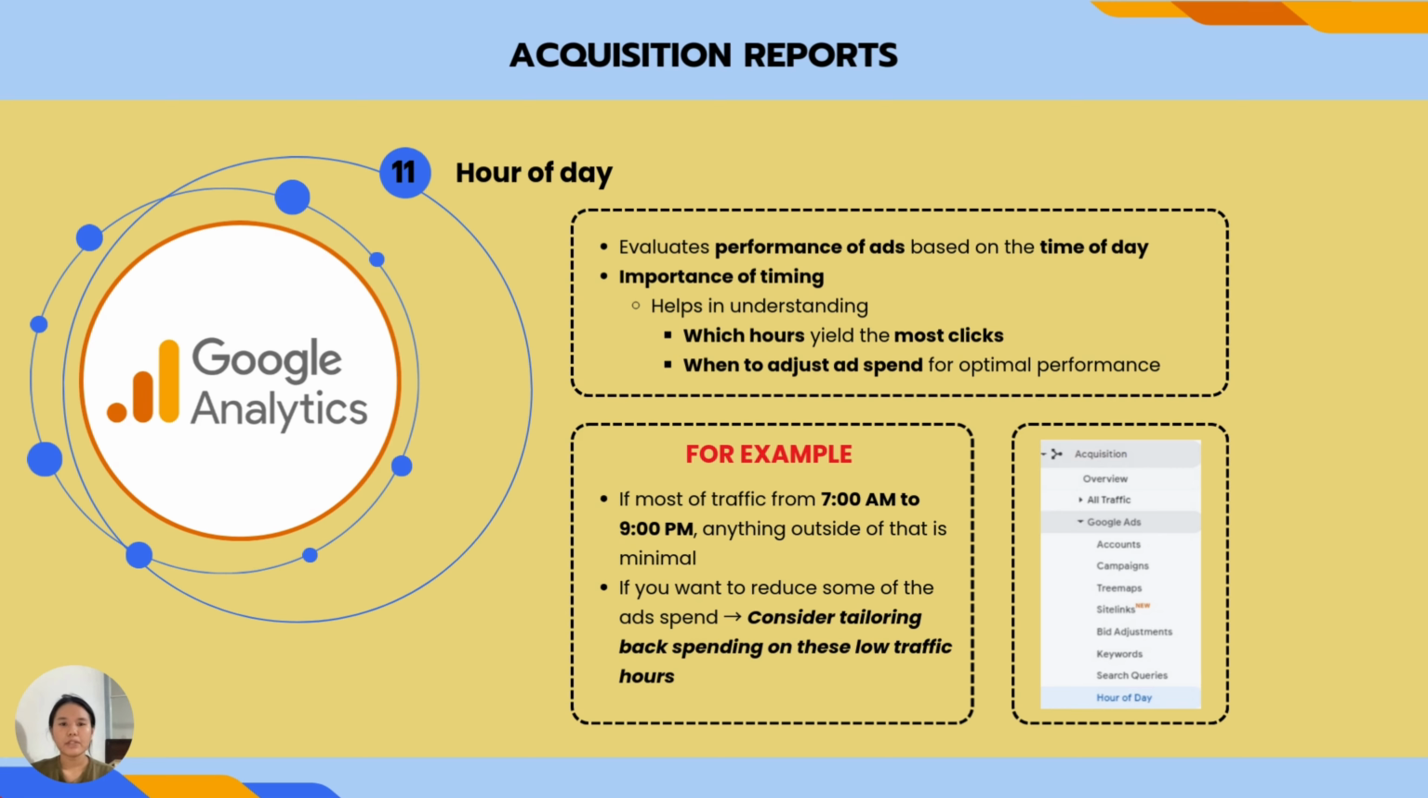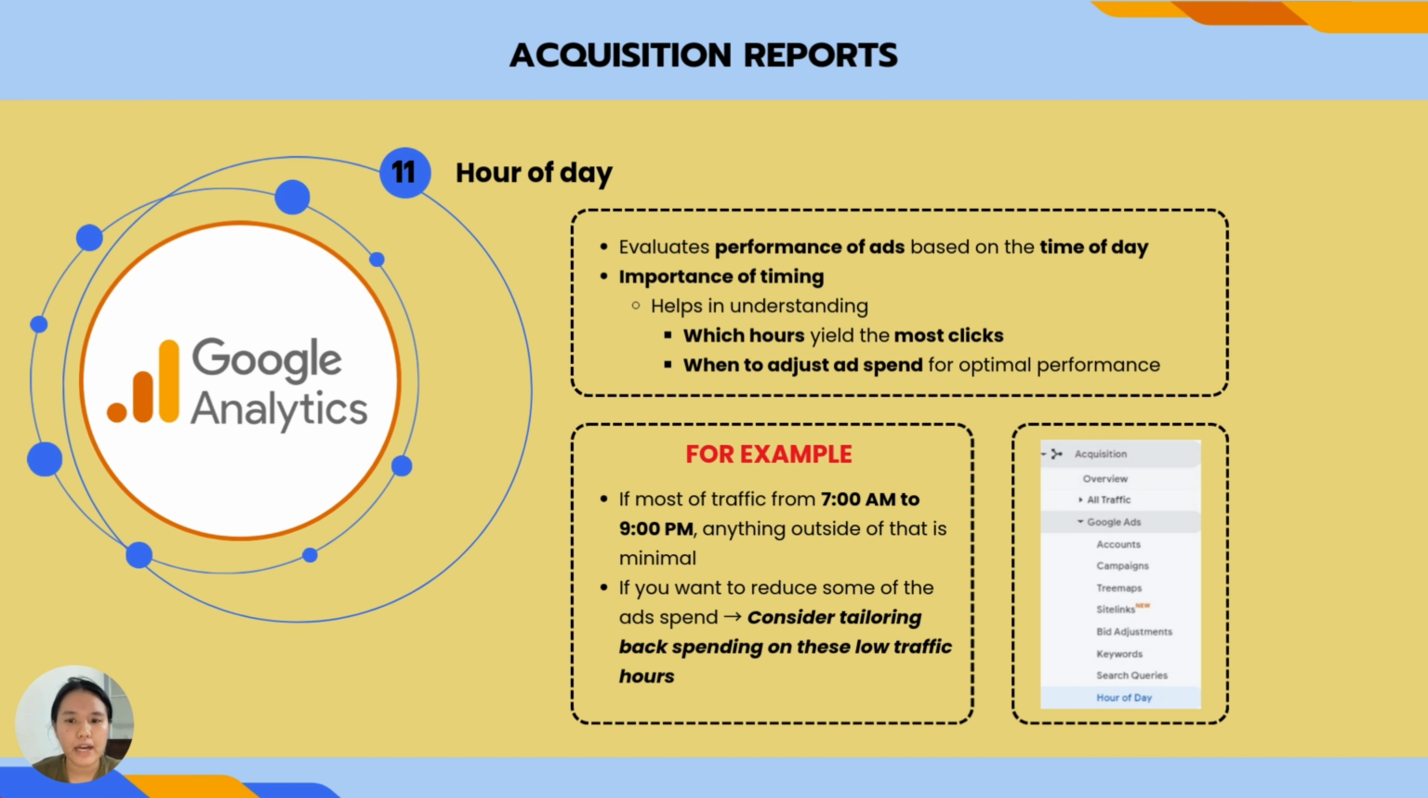Next, we talk about the hour of the day. Timing matters. If your conversions happen between 8 p.m. and 11 p.m., you should increase the bids during that window and decrease the bids during low conversion hours. It's an easy way to improve the return on investment without increasing budget.